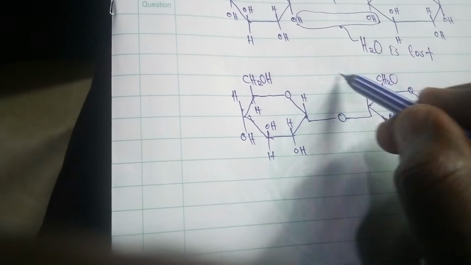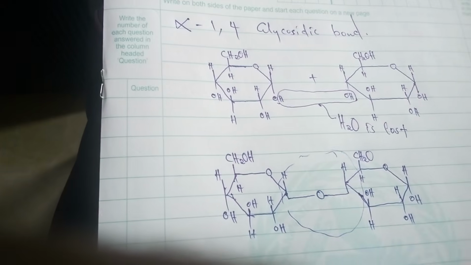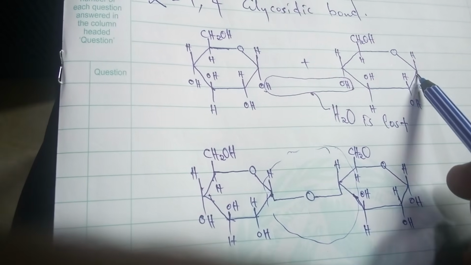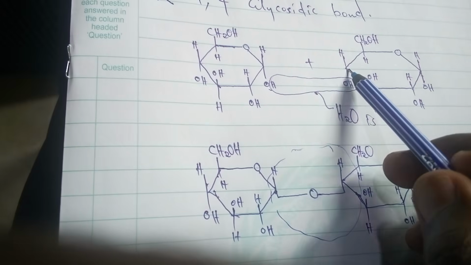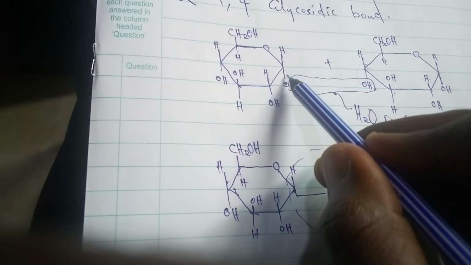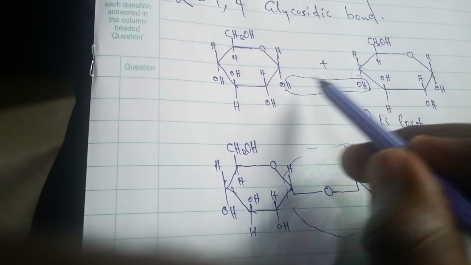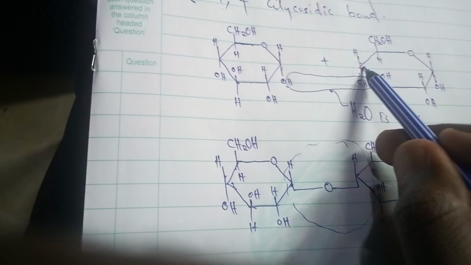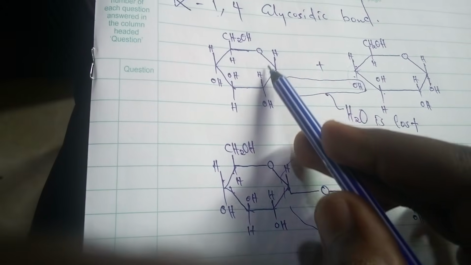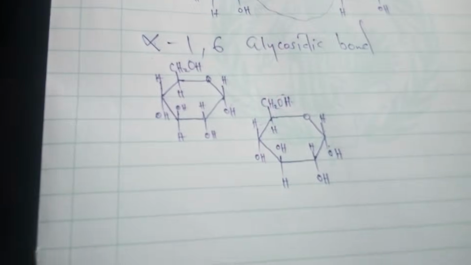So this is what we are calling the 1,4 alpha bond. The reason is very simple. This is prime 1, 2, 3, 4. So this is prime 4, and then this is prime 1. So it's 1, 4. The reaction is taking place between prime 1 and prime 4. So we proceed to the next one.